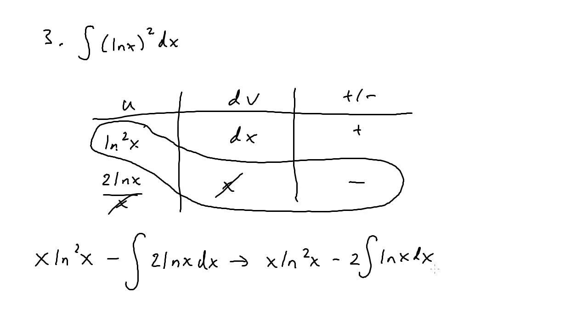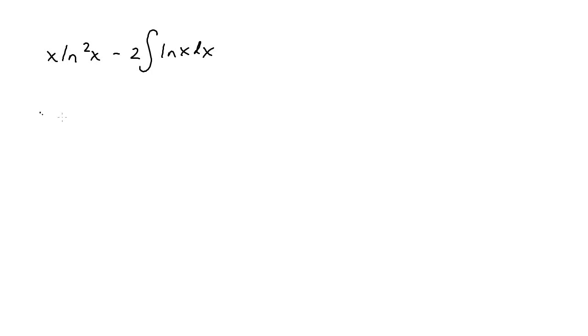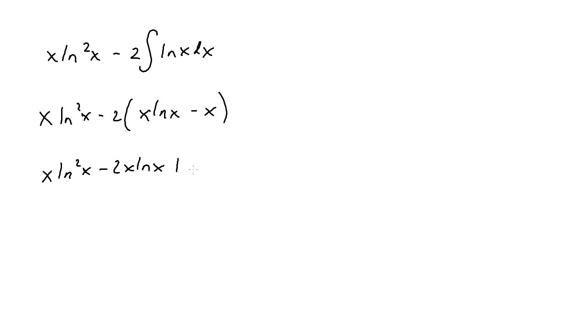Now here's where memorizing the integral of natural log is very beneficial. So I'm going to go ahead and rewrite the same term, so x ln squared of x minus 2 times the integral of ln x, which if we had memorized is going to be x ln x minus x. So the final answer is going to be x ln squared of x minus 2x ln x plus 2x, and then we obviously have to add the plus c.